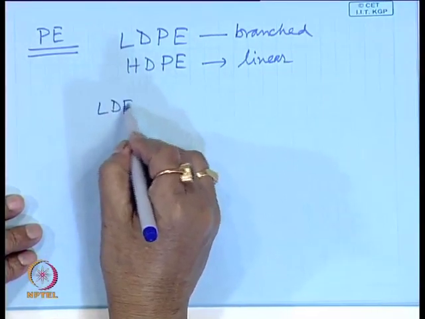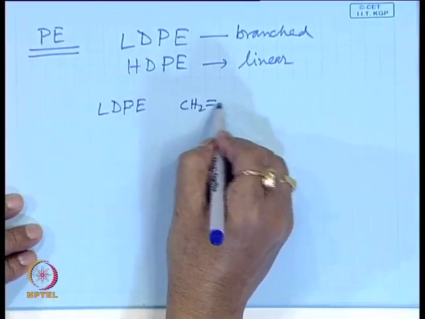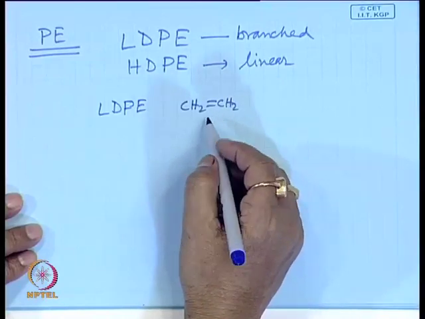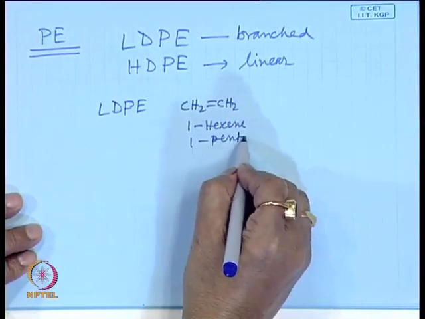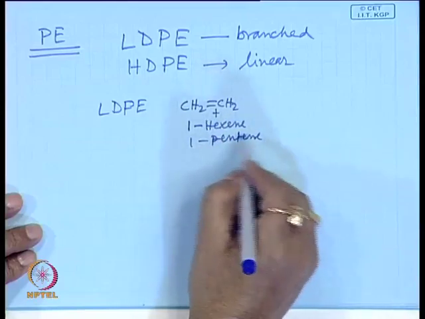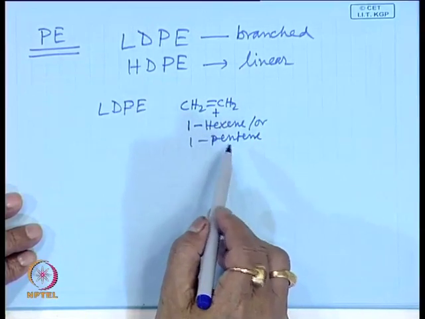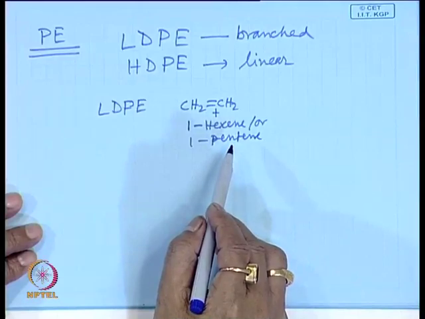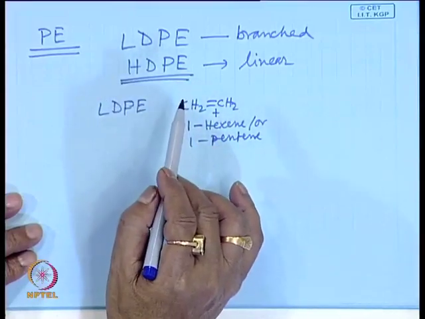So, low density polyethylene, how is it made? Actually, low density polyethylene is a copolymer of ethylene and 1-hexene or 1-pentene. So, you will have a 4 or 5 carbon atom branch, a regulated polymer chain structure, in order to develop low density polymer for making films or low profile products, whereas high density polymer has no such branches.